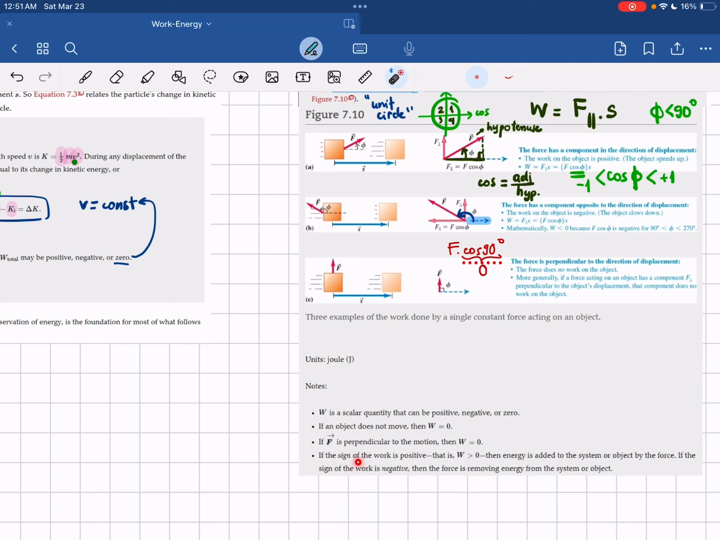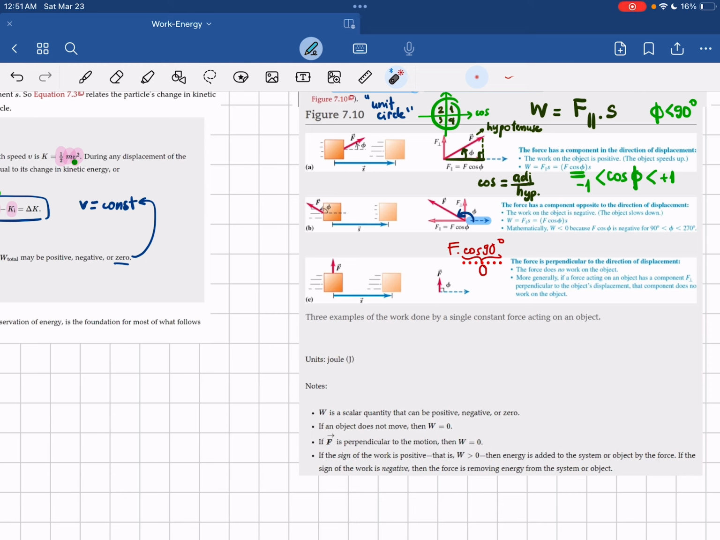If the sign of the work is positive, that is W greater than 0, then energy is added to the system or object by the force. I mean, it makes sense, right? Yeah, because the object is moving forward, and thanks to this force, it can move forward. So actually, the work does help. It means that energy has been added to the system for it to move forward.